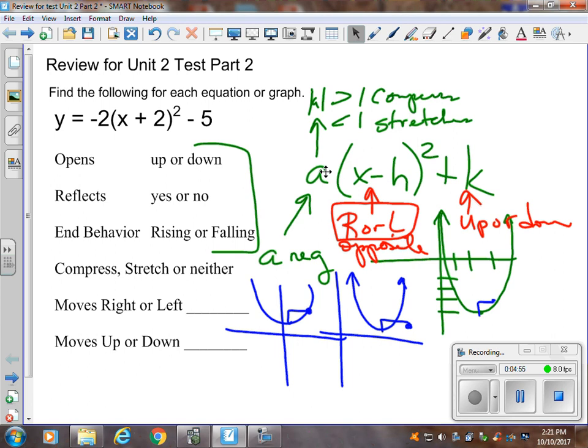So negative 2, negative 5. So 2 to the left and 5 down. So the key here is I could ask you these questions, and this format gives away a lot of that information. All right, let's talk about the next one.